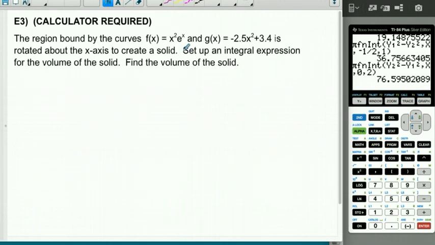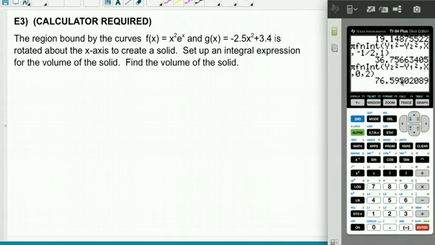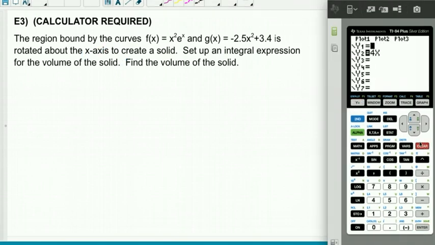All right, so we're going to go ahead and do some where a calculator's required. So we have this region of an ugly graph that we don't know what it looks like yet, but that's what the calculator's for. We're going to get a look at it. We're going to set up an integral to find the volume of the solid when this area is revolved around the x-axis, and then we're going to find the volume of the solid. So we're definitely leaning on a calculator here. This is not non-calculator at all.